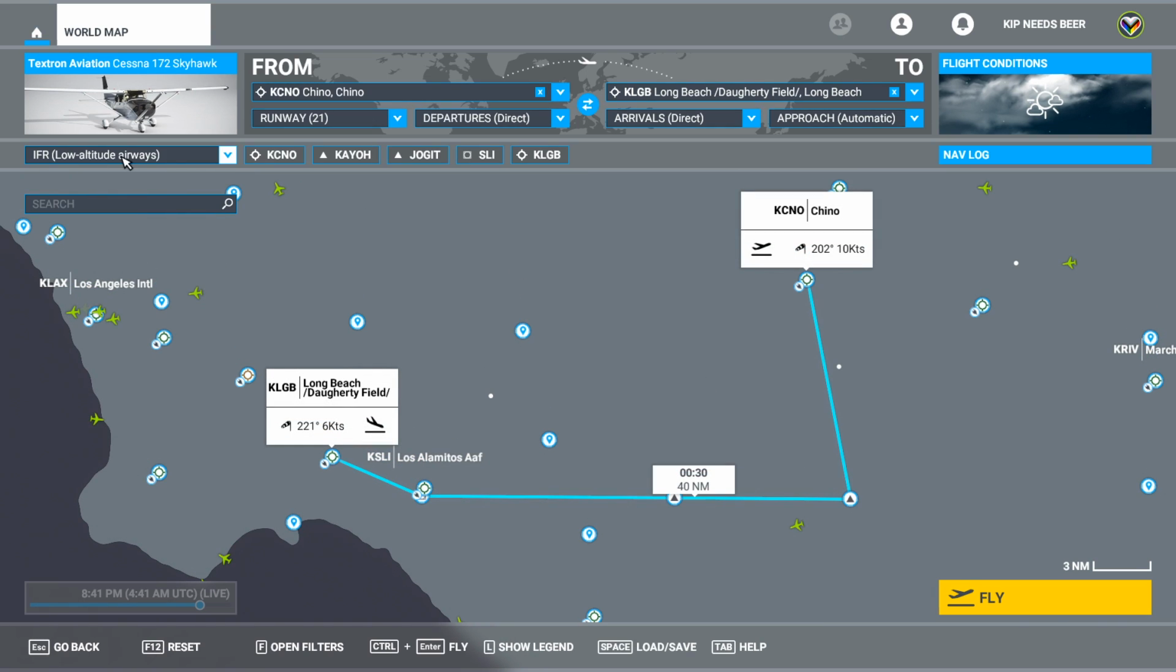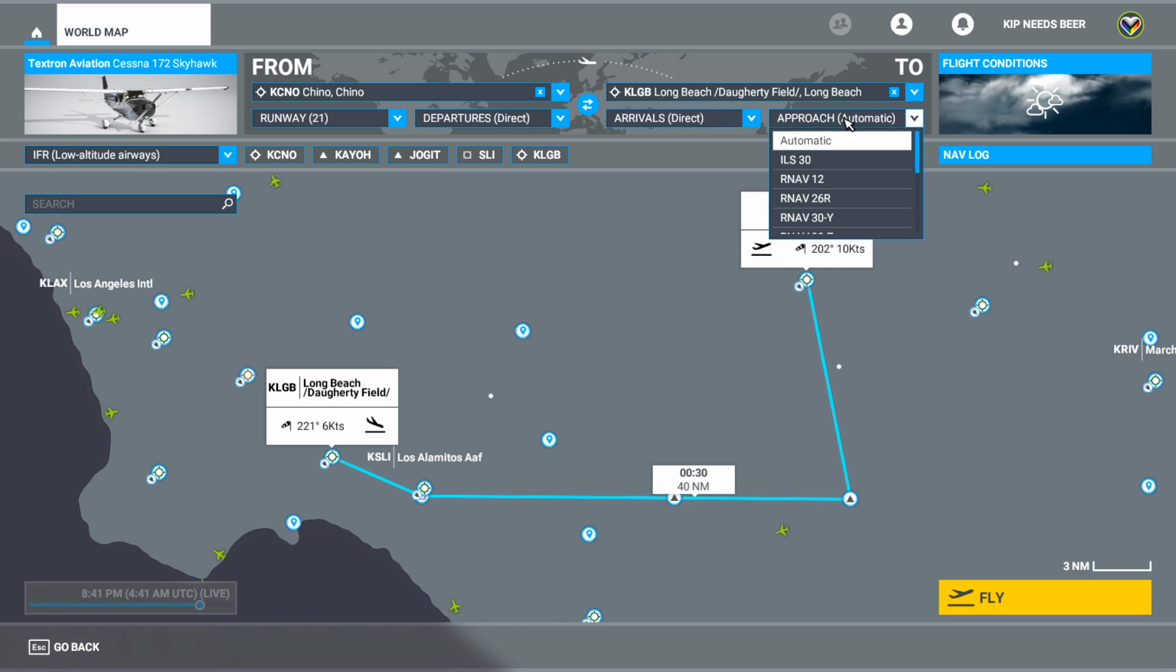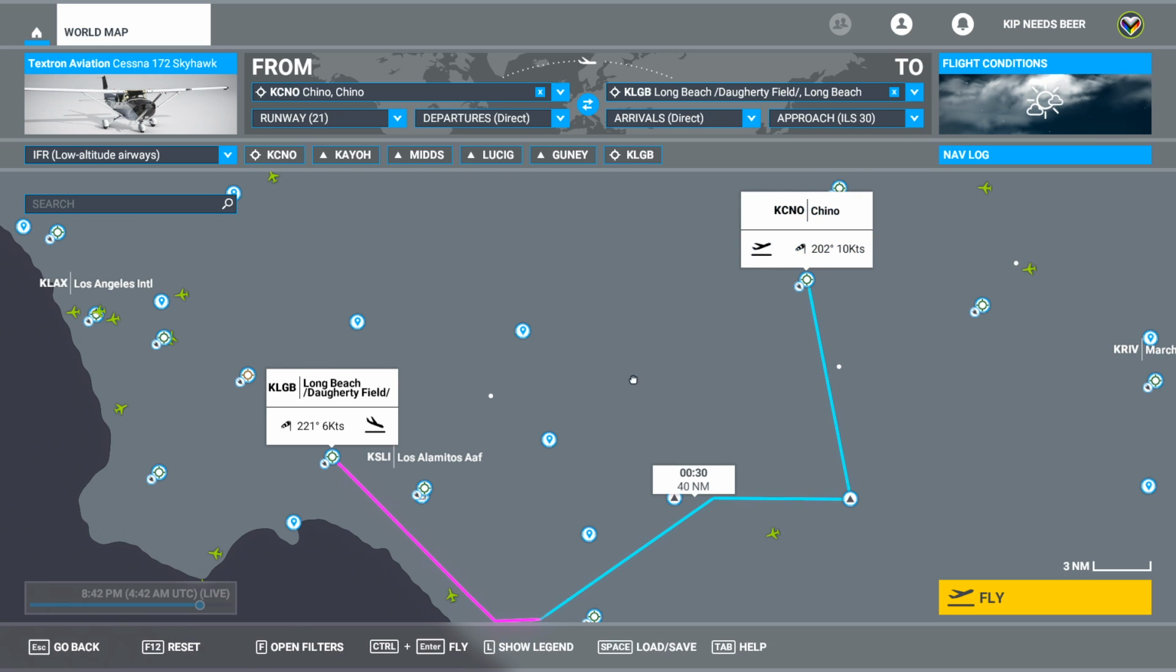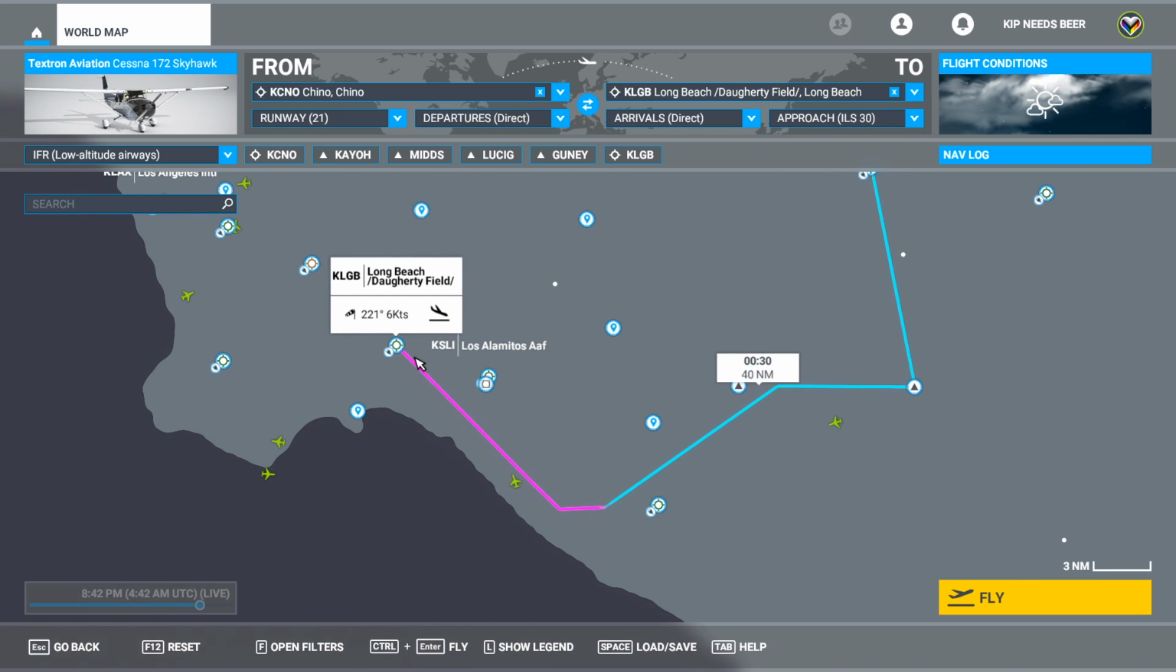Also, when we pick IFR, you'll notice that we have 3 new drop-downs at the top of the screen. These are our procedures: departures, arrivals, and approach. Departures and arrivals are for another time, but we're gonna cover the approach here. And as you can see, there's an ILS approach at Long Beach, like we discussed, ILS for runway 30. As soon as I click on that for our approach, you'll see this magenta line that represents the approach.